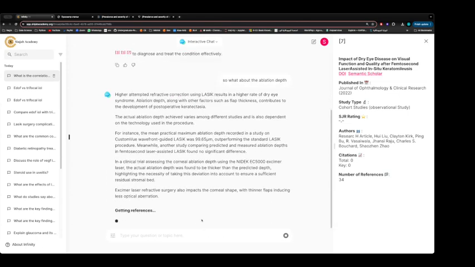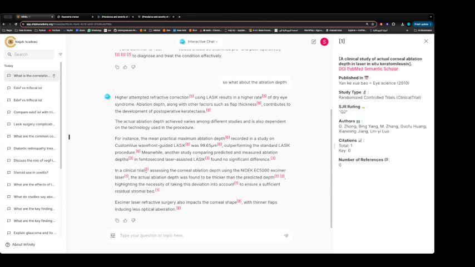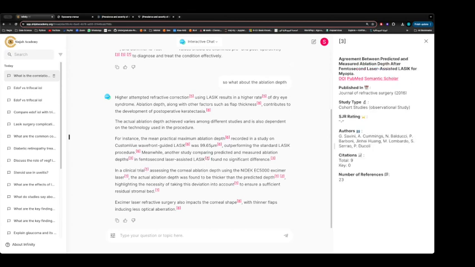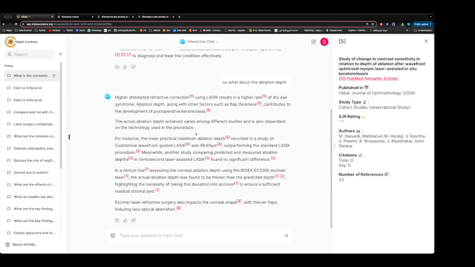So it gives more details about the ablation depth with more references as well. Are these new references or the same references of the first chat? They could be the same, but we are doing a totally new search. So maybe one is used just because the paper was good, but overall they're going to be new. Maybe it did not understand the question as related to the dry eye. No, it did, because it's showing higher rate of dry eye. Yes, exactly. Amazing.